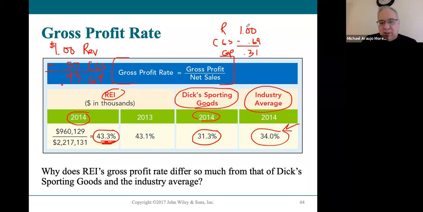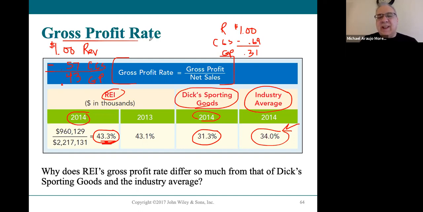When Dick's collects a dollar from the customers, the first thing they're doing is spending 69 cents of that to cover the cost of the inventory, leaving them with 31 cent gross profit. For REI, it's a little bit of a better picture, right? Because they're spending less on their inventory and they have a larger gross profit. But gross profit is not the same as net income, which is what stockholders want.